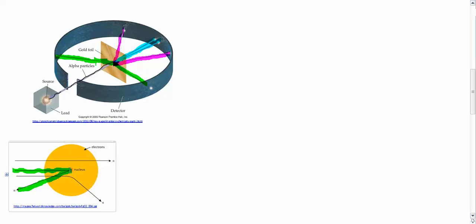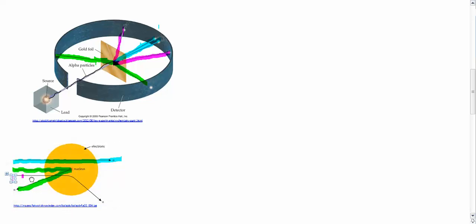And these blue rays that just passed right through, no problem, and came out the other side of the gold foil are the rays that did something like this. So the cloud of electrons doesn't do anything. The alpha particles can go right through the cloud of electrons, but they can't go through the nucleus. And then the purple rays are the ones that got close to the nucleus and then bent out of the way.